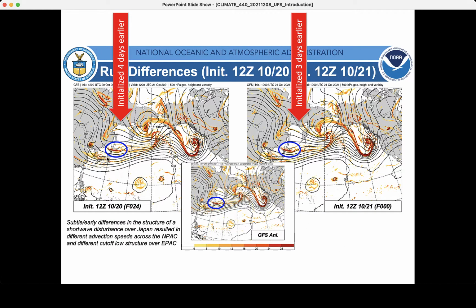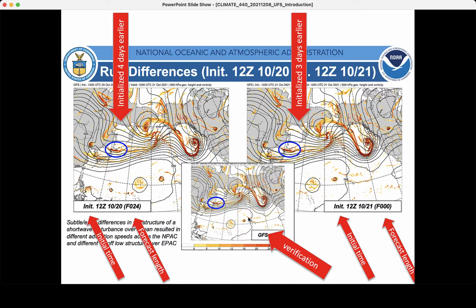These are the types of figures we're going to look at. On this side of the figure is the forecast initialized 4 days earlier. On this side is the forecast initialized 3 days earlier. Down here, this will be what it should look like at the time of this forecast. The initial time of the forecast is here. So you can see here the 1021 forecast, the 1020 forecast. At this point in time, this is a 0-hour forecast, so this is the analysis, and these two are actually identical.